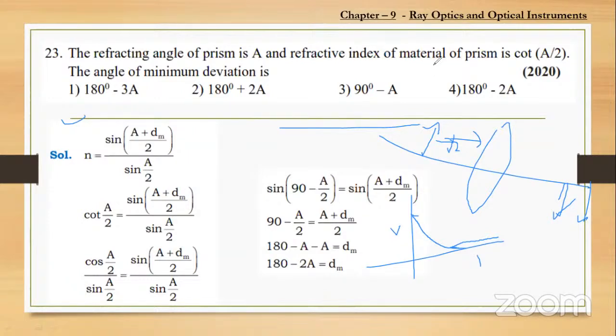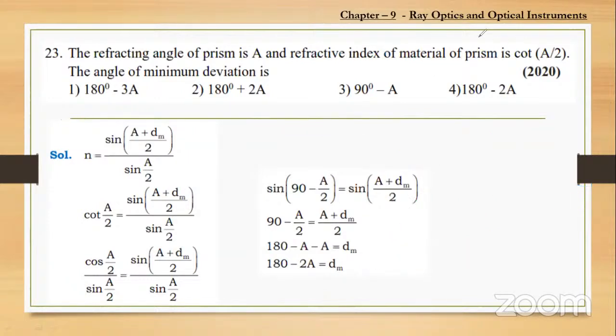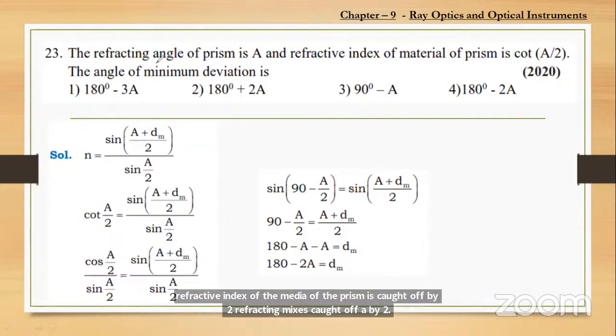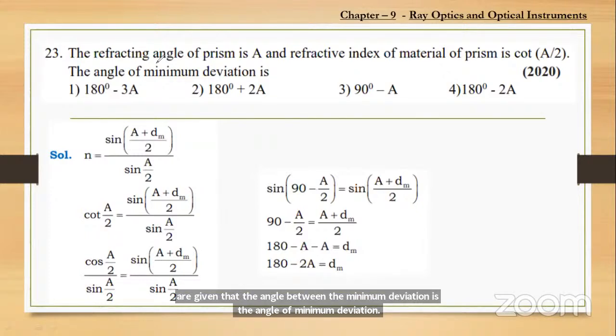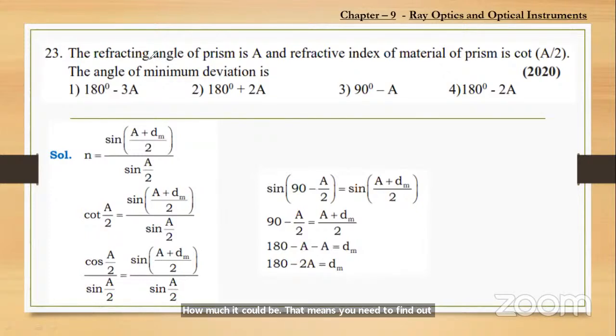Just clear. Okay, fine. And next question is, you can look into this one question. The refracting angle of the prism is A. Refractive index of the medium of the prism is cot of A by 2. They are given the angle of minimum deviation, how much it could be. That means you need to find out this D.